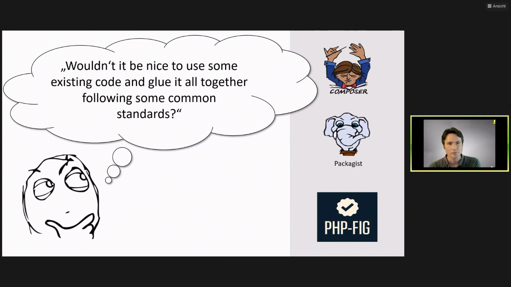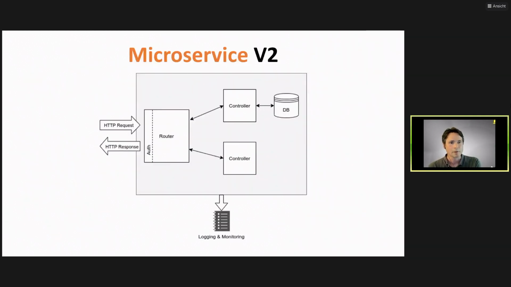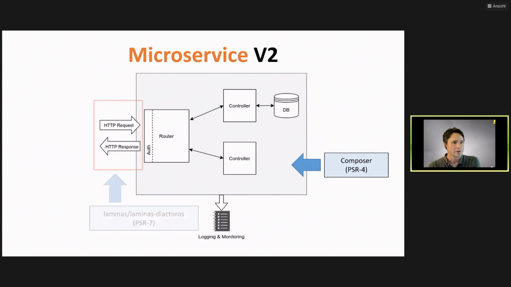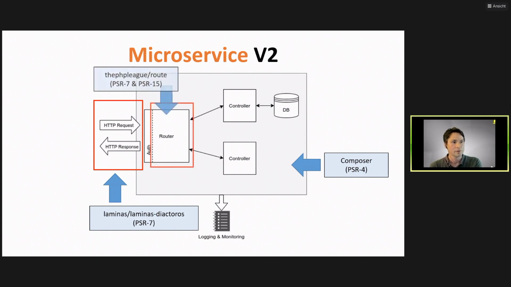Okay, let's see what we can do here. Let's say version 2. What can we replace with nice packages? First of all, of course, we use Composer, which uses PSR-4, the actual autoloading standard. For HTTP, I'm using a component from Laminas Diactoros. Weird name, but that's how it is. The cool thing about Laminas, and the same goes for Symfony, is that you can use the components without the framework. Since this is quite a nice component, I use it a lot. It's according to PSR-7, so it interacts nicely with the router.